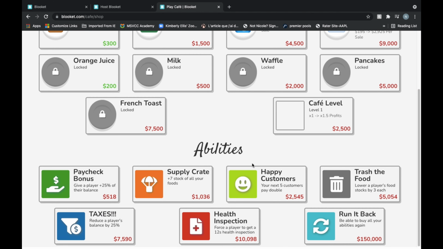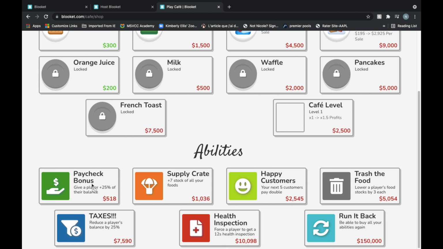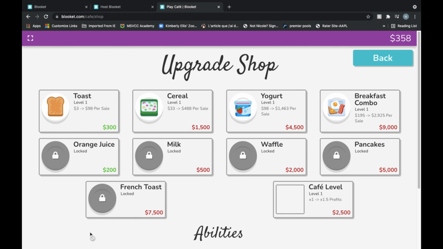So if you have more than one student playing, they can compete against each other. They can buy a way to take 25% of their players' balance, or they can lower players' food stocks by 3 each. So there is a friendly competition. I know I've had a couple of students that really enjoyed it, and then I have some students that prefer to play by themselves. So that just depends on the ambiance in your classroom.